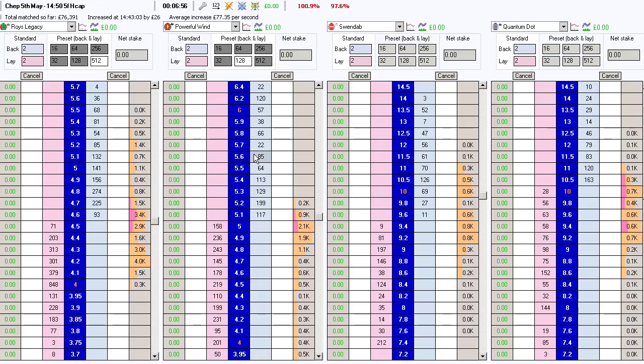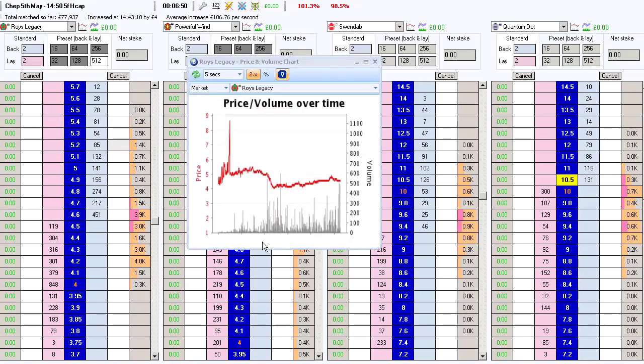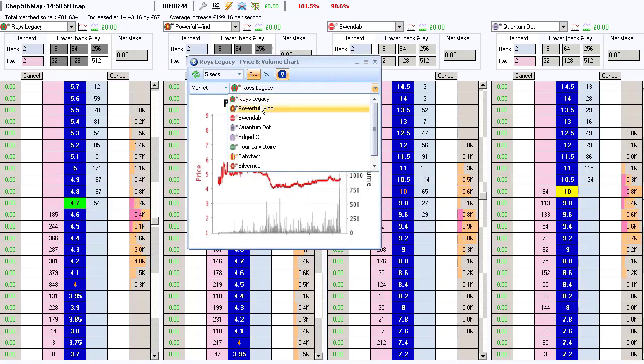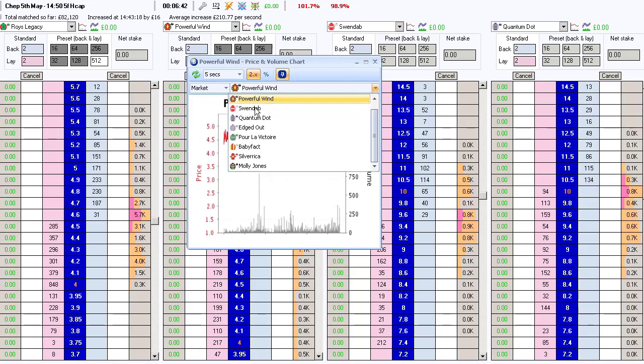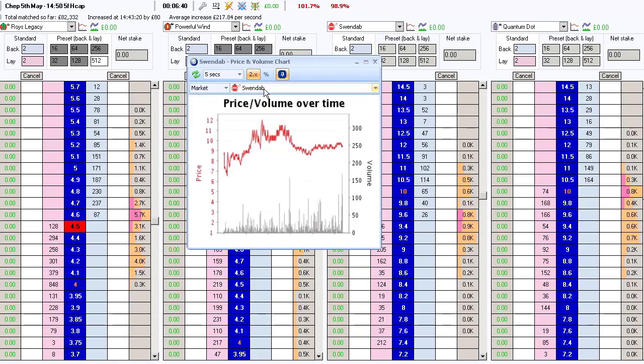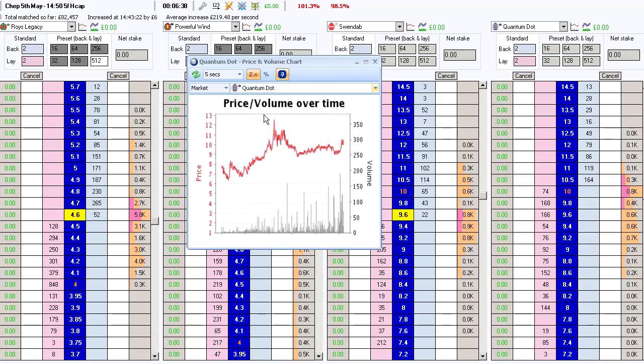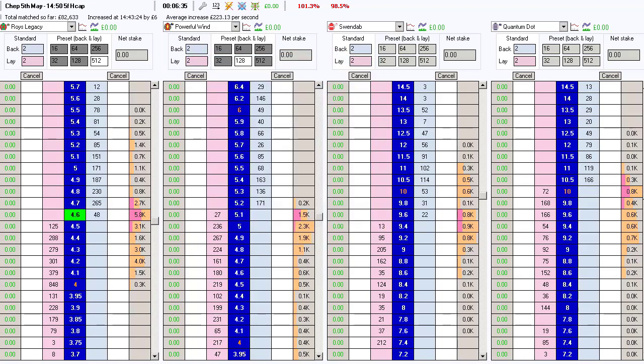So look at this market, it's a competitive handicap. I'm not expecting a lot to go on in this market, but we will check out the activity so far. Favourite's been up and down a bit, but is on a gentle drift. Powerful wind all over the place. Sideways on Swinarb, Quantum Dots, you know. It's a competitive handicap, but a weak market. We can see that from the activity that we're seeing there.